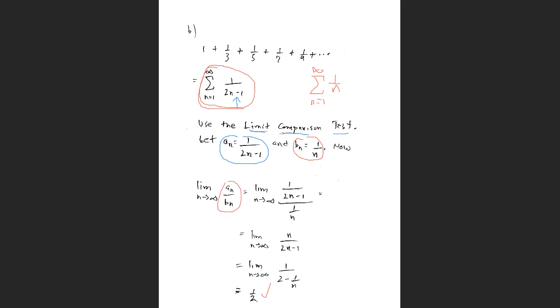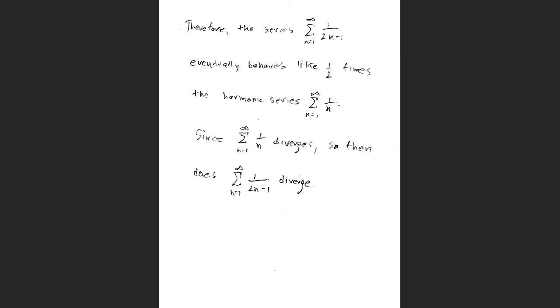All right, so let's now go to the next page if we're good. So this is our C then. The 1/2 is the C. So therefore, our series eventually behaves like 1/2 times the harmonic series.